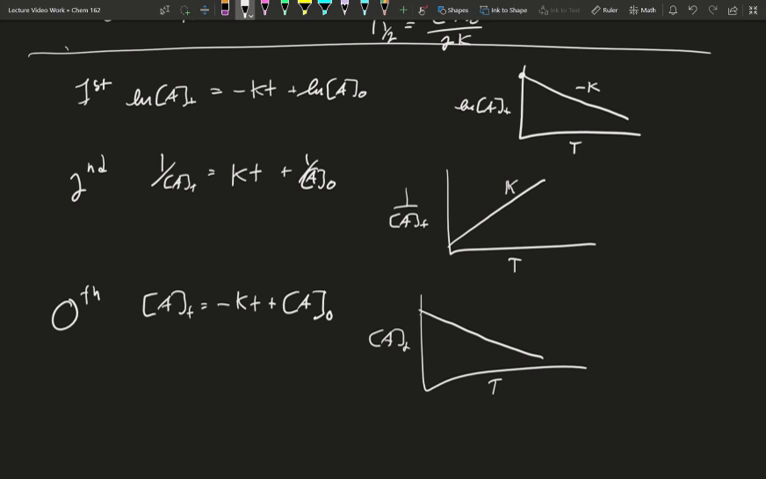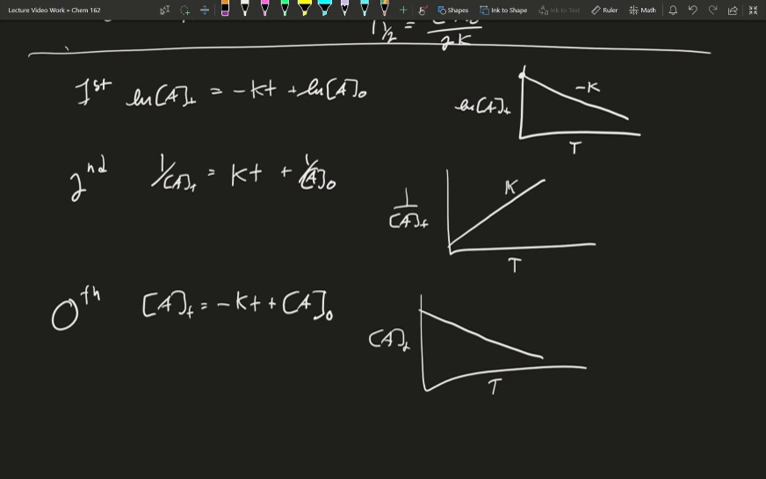Your concentration in a 0th order changes the same amount for the same amount of time no matter what. It's not dependent on concentrations. However, if you tried to plot a first order reaction here, it would curve off as it changes over time. And so by plugging in the data you actually obtain into these 3 different forms, you can see which one fits to know whether your reaction was a first, a second, or a 0th order reaction.